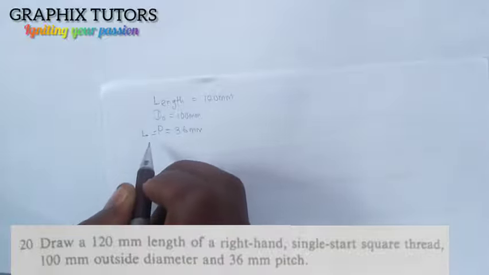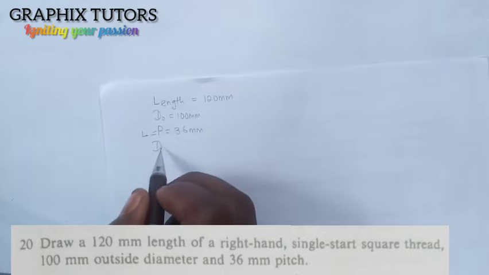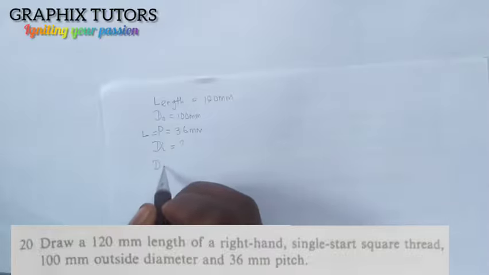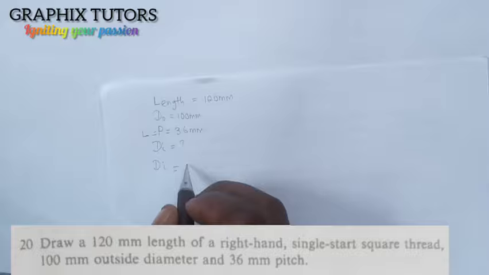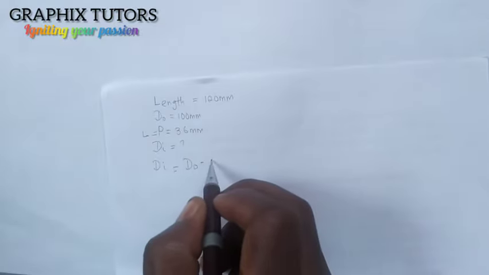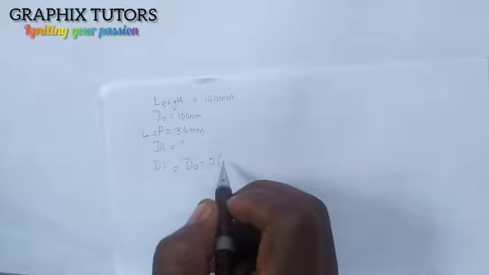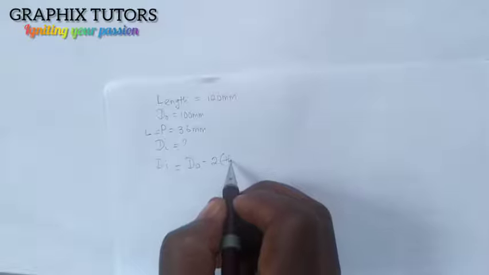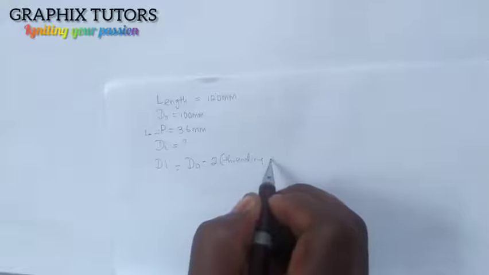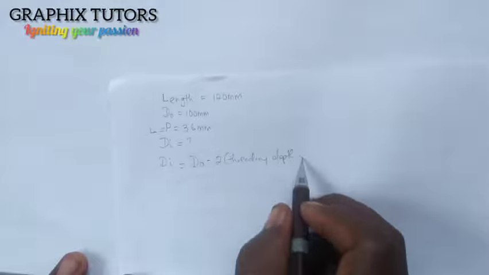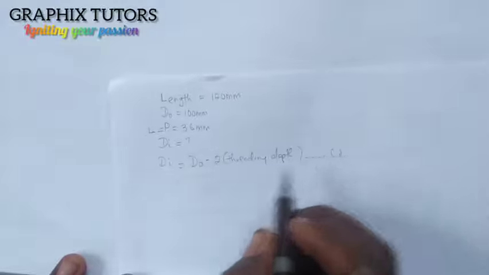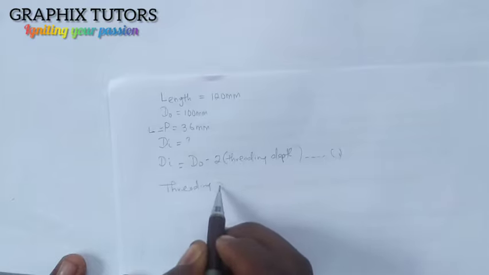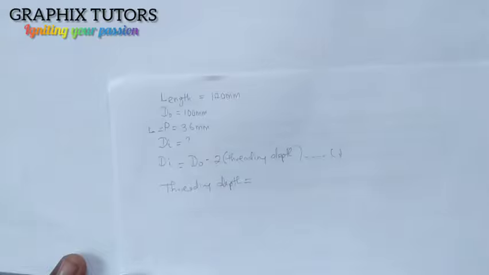The length. Now we are not given the internal diameter, but we know very well that the internal diameter is given as the outer diameter minus 2 times the threading depth. Let's call it the threading depth. Now, this is what we have here, Equation 1. But for the threading depth, the threading depth is equal to what?